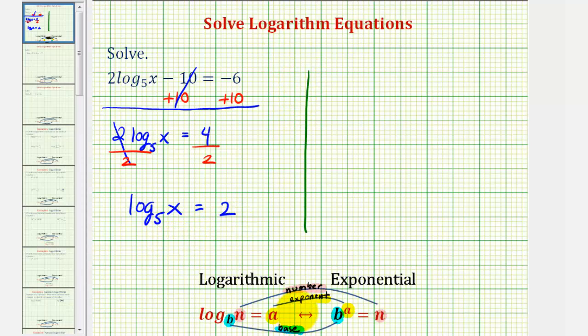So using our definition, we want to locate the base, the exponent, and the number. The base is 5, the exponent is 2, and the number is x. Again, a nice way to remember this is to work our way around the equal sign starting with the base. 5 to the second must equal x, and 5 to the second is equal to 5 times 5, or 25. You can see our solution is x equals 25.